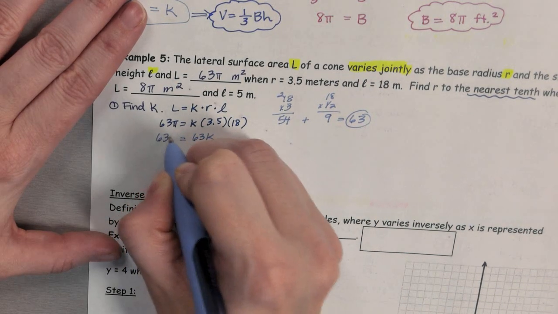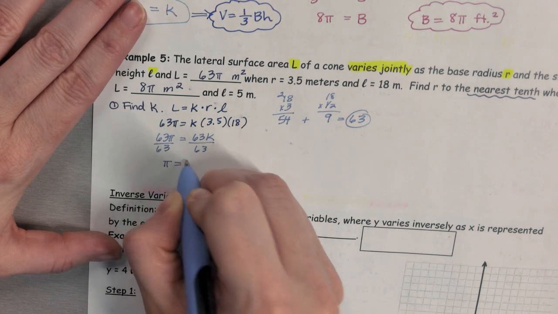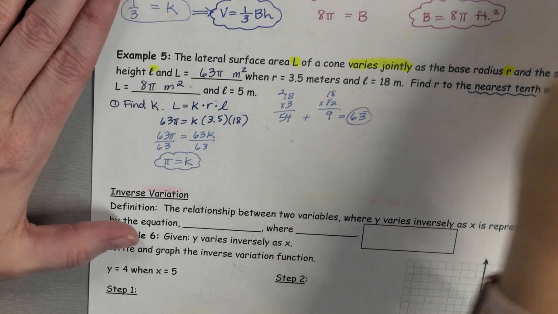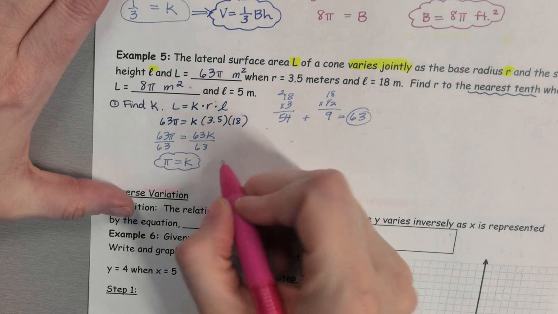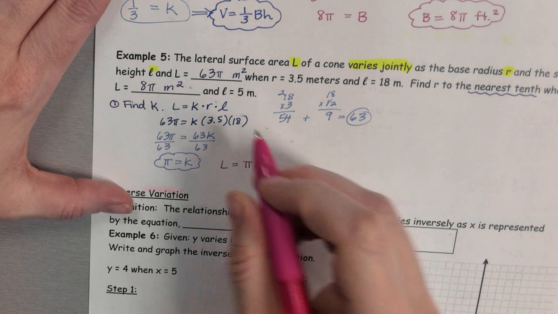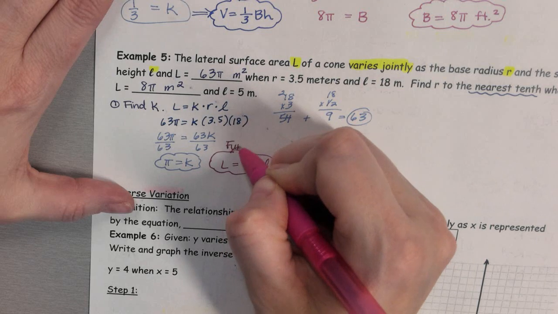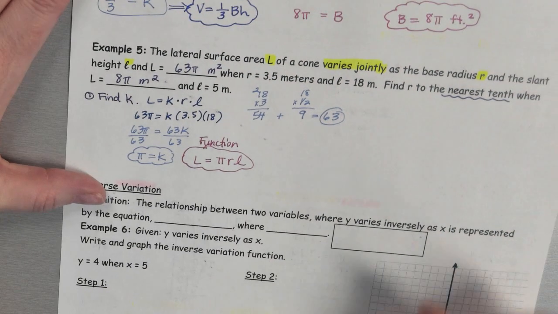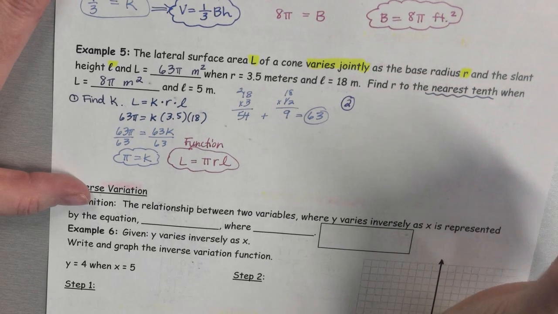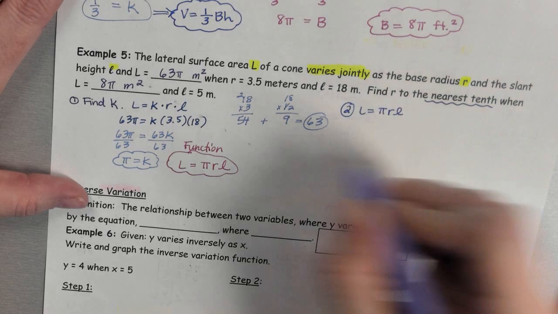Well, that worked out nicely, right? Because when you divide by 63, what are you going to be left with? Yeah. So your K value is going to be pi. So the equation is L equals pi r l. Okay, so now for step 2, it says find r to the nearest tenth. Okay, so we have L equals pi r l.